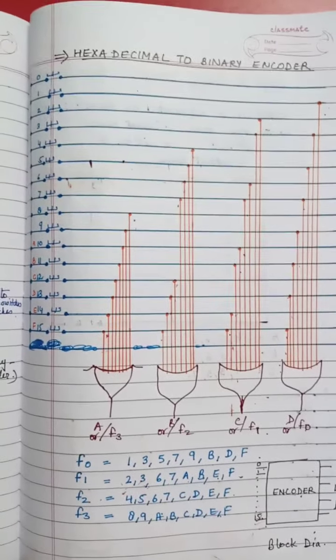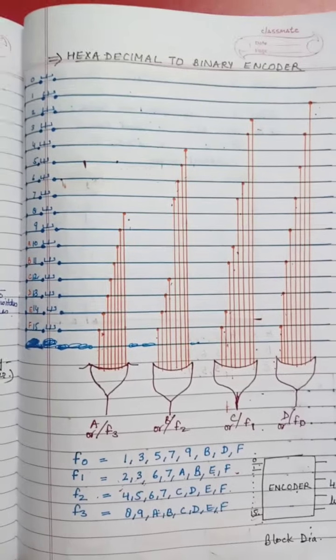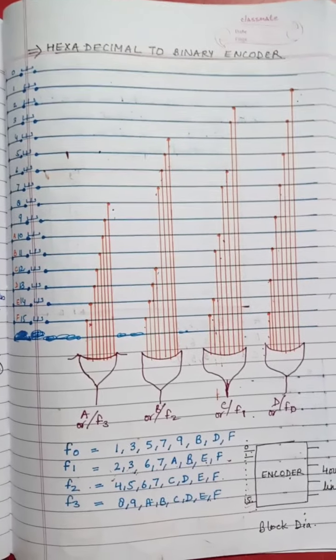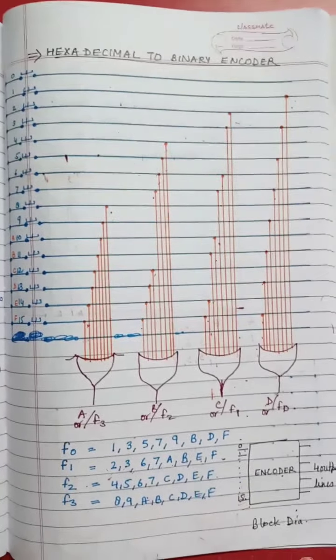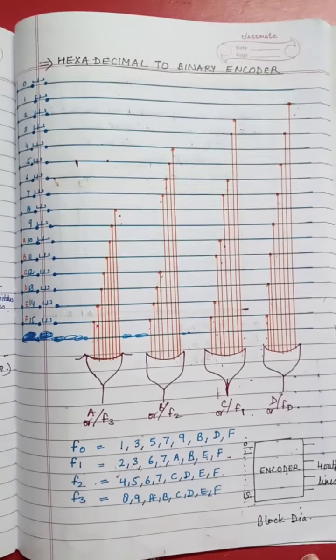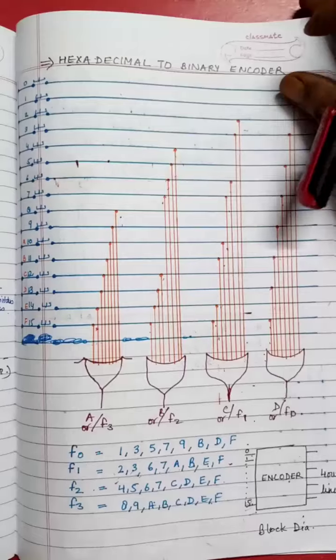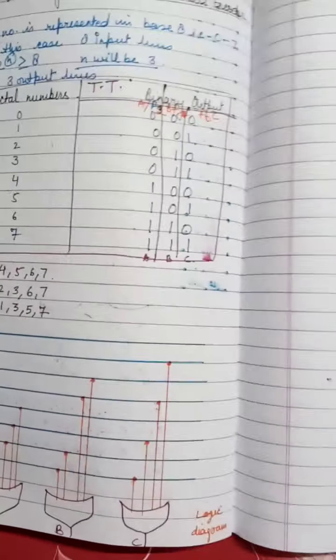Making a logic circuit diagram is a very easy task. First make a truth table, then you can easily make the logic circuit diagram. Otherwise you can make the logic circuit diagram directly also. No need to make the truth table first if you are able.